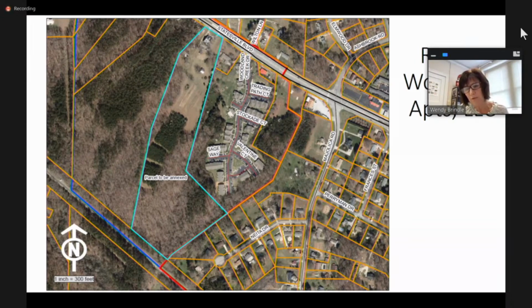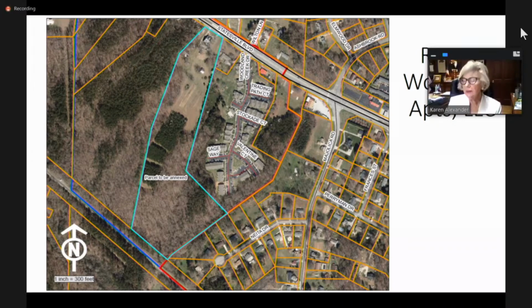And Kelly, do you prefer me to leave the screen up so we can see the area during the public hearing? Yes, that will be fine. Okay. So I'm opening the public hearing.